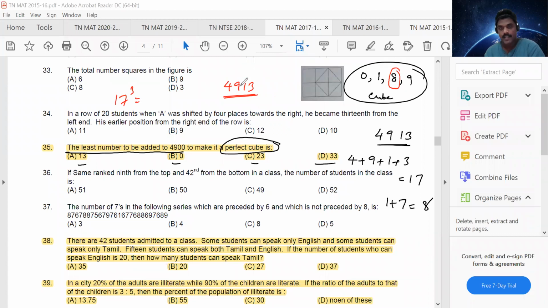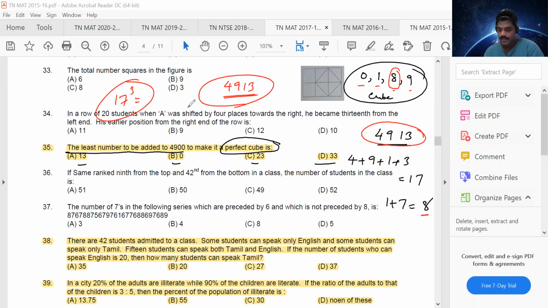See, 3, 13, 14, 17. You are getting 17 over here. So first of all, you need to add these digits and check whether the sum is 0, 1, 8 or 9. If any of them turns out, you can again check by your regular method, and you can easily get whether it is a perfect cube or not. Sir, what is that regular method, sir? We are not aware of the regular method.